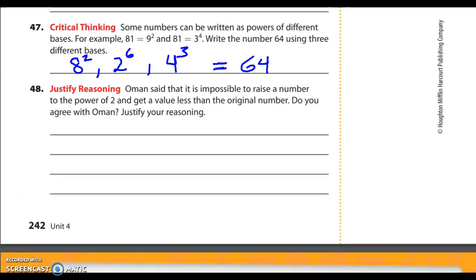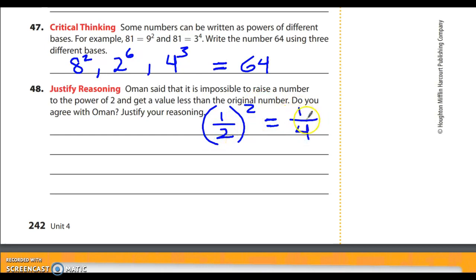All right, we do have time for this last one, so we're going to squeeze it in. Oman said that it is impossible to raise a number to the power of 2 and get a value less than the original number. Do you agree with Oman and justify your reasoning? We actually did a very similar problem up on number 44. For example, if you had a fraction or a decimal and you raise it to the power of 2, your value actually gets less. For example, 1/2, if that's my base, and I multiply that by itself, what do I get? Well, I get 1 times 1 is 1, and 2 times 2 is 4.